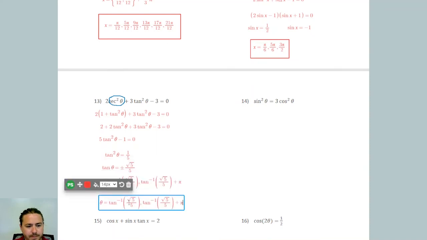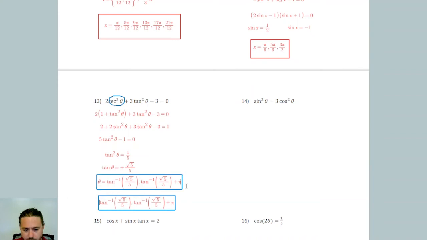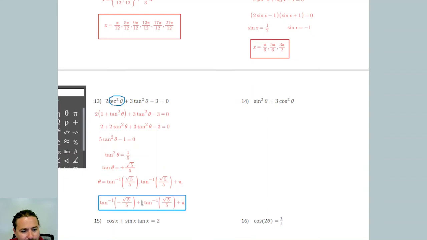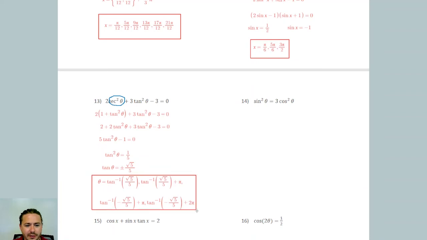Okay, so let's put a comma after this, and then minus plus pi. And then this one should be plus 2 pi. All right, oh gosh, what a crazy list of solutions here. Yikes. All right, number 14.